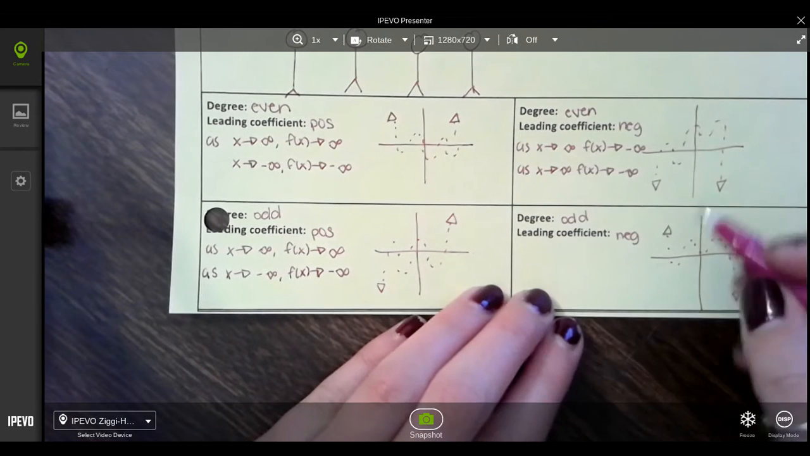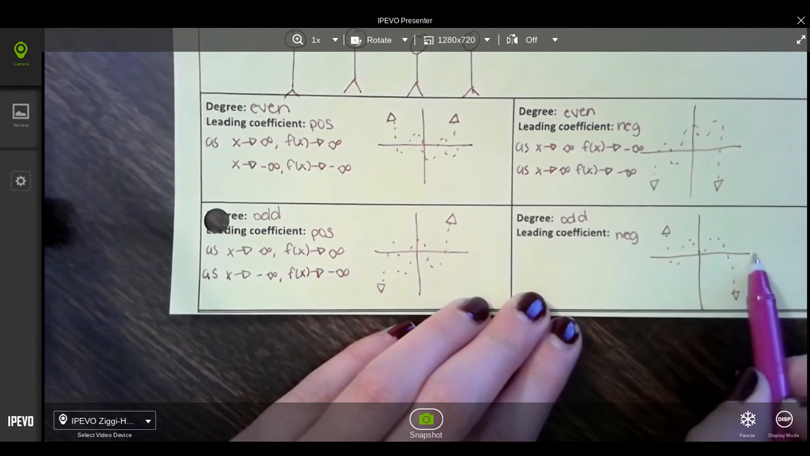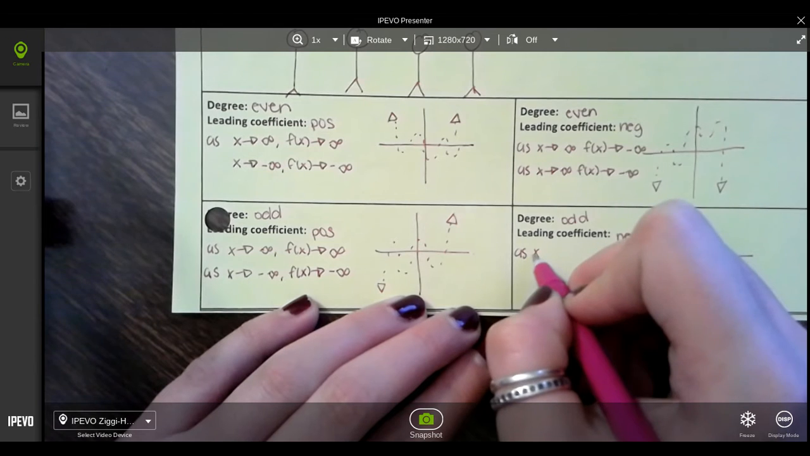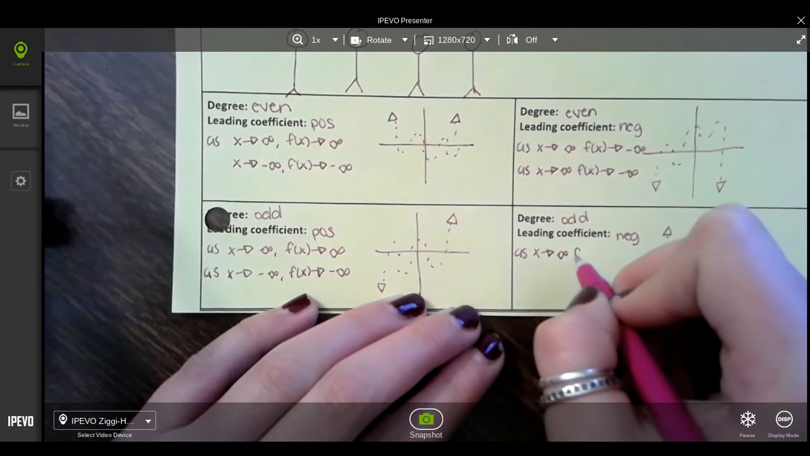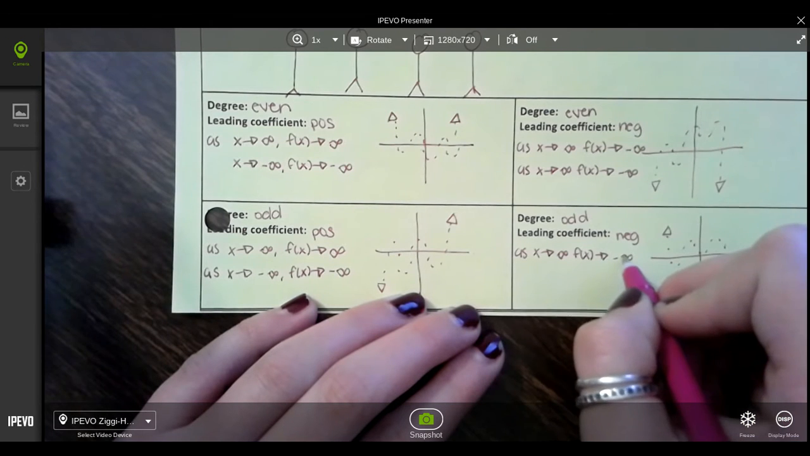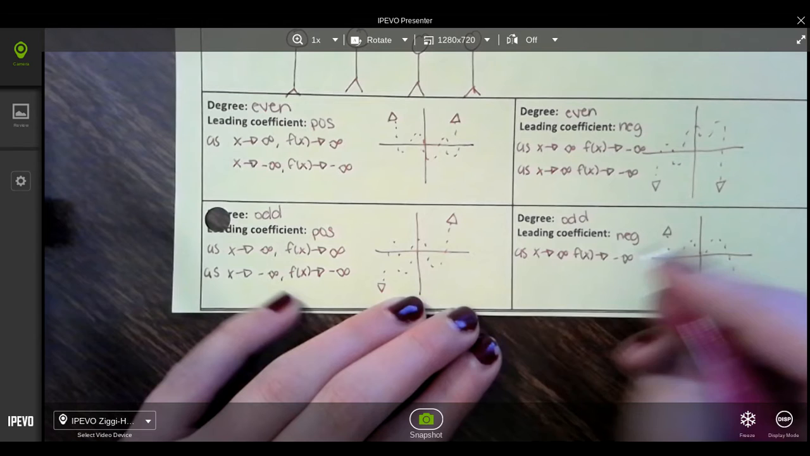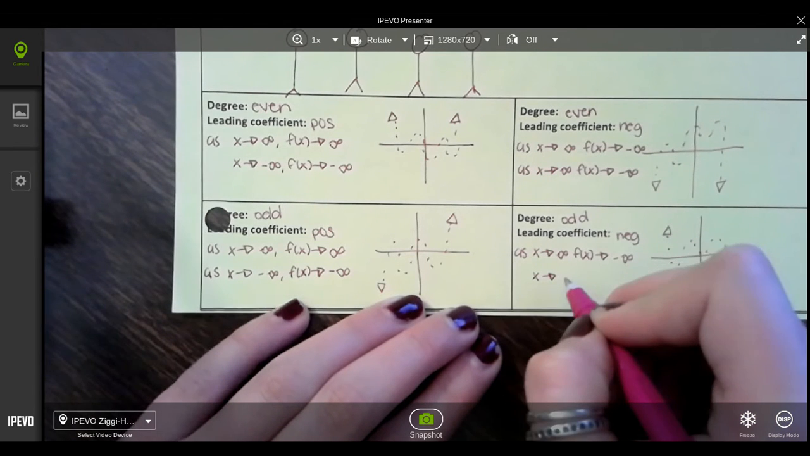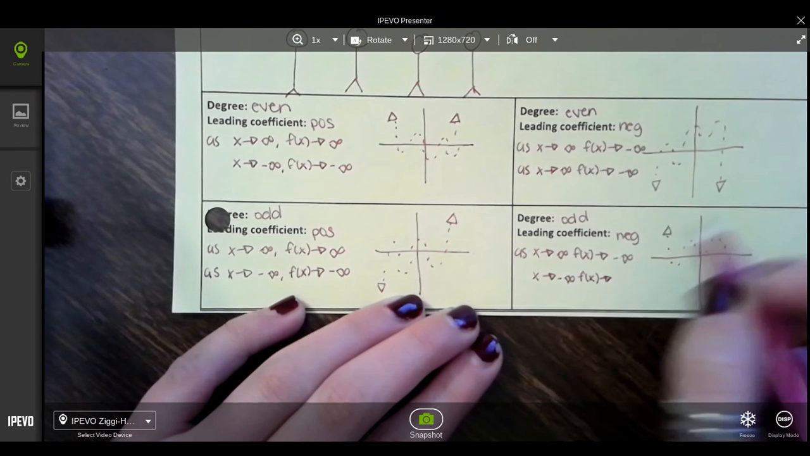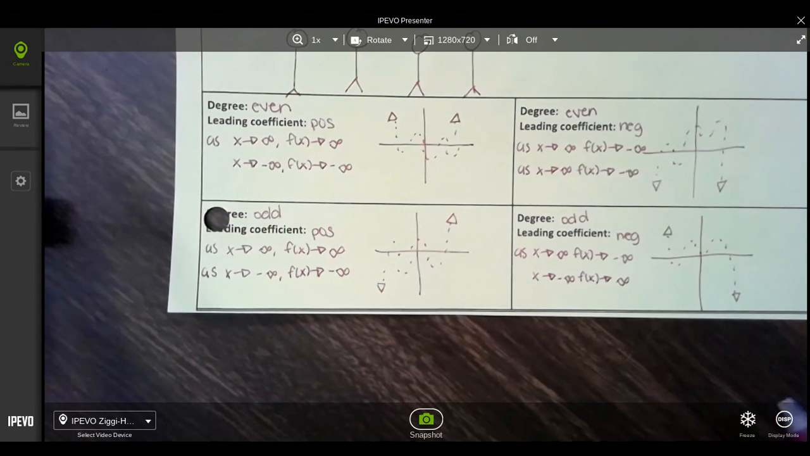And our last one, if it's odd negative, as x is going to infinity, my function is going down to negative infinity. As x goes to infinity, f of x goes to negative infinity. As x is going to negative infinity, f of x is going up to positive infinity. We're going to do a dance about this in class.